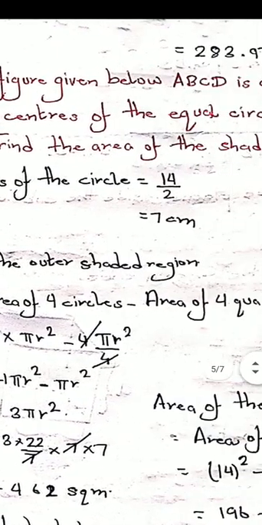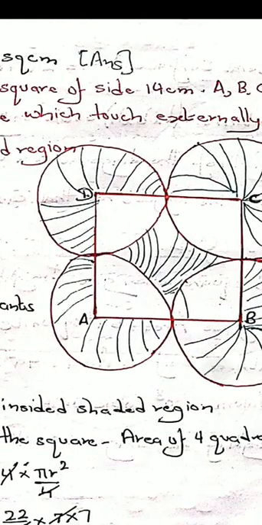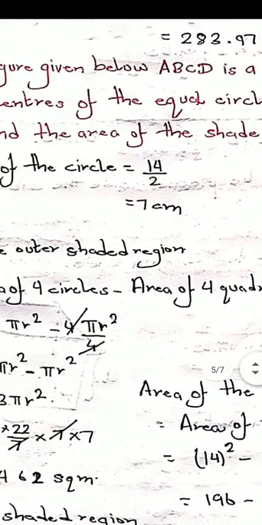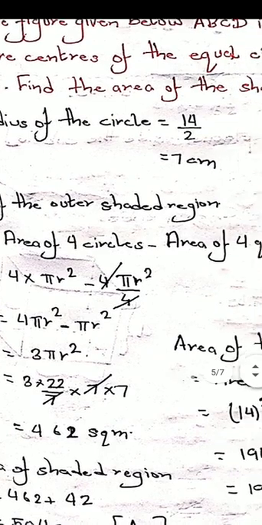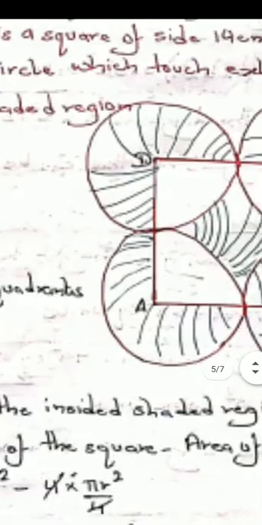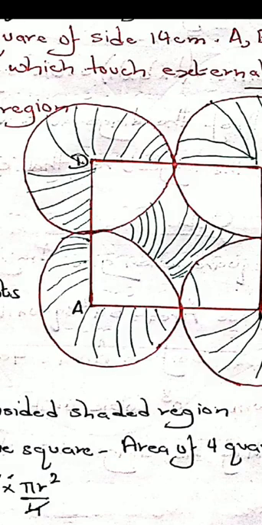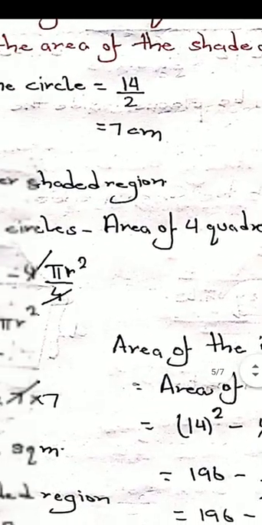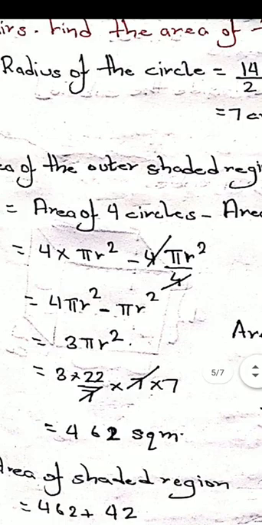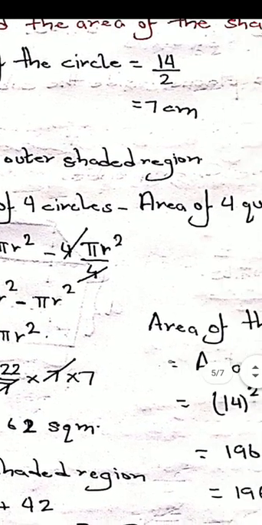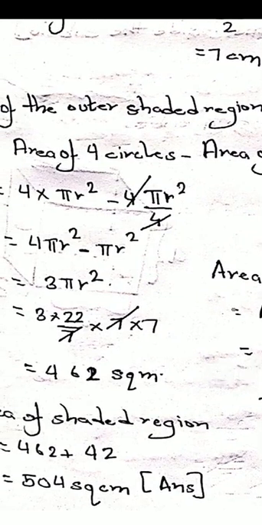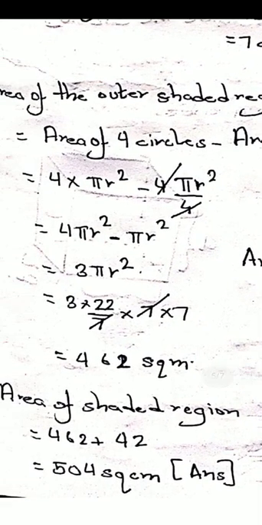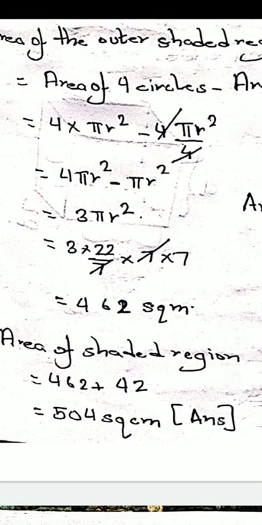So radius of the circle is 14 by 2 because the side is 14, so that is 7 centimeter. So area of the outer shaded region is area of 4 circles minus area of 4 quadrants. So I'm just calculating the area of the outer shaded region. Outer means outside the square. So it will be area of 4 circles, 4 pi r square, minus 4 into pi r square by 4, area of 4 quadrants. So I'm going to cancel it like this. 4 pi r square minus pi r square, that is 3 pi r square. After doing calculation, I'll get 462 square meter.